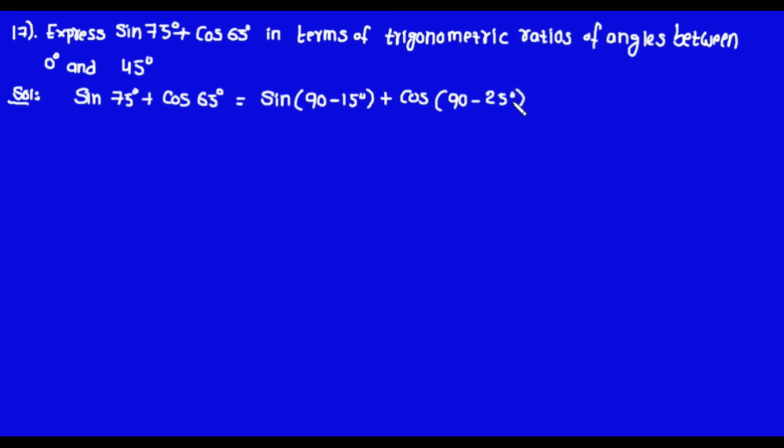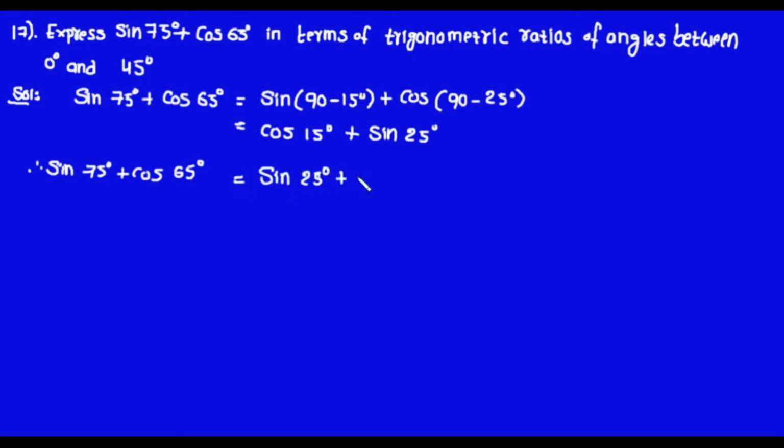Then we will write it as sin of 90 minus 15 degrees plus cos of 90 minus 25 degrees. We know that sin of 90 minus theta is equal to cos theta and cos of 90 minus theta is equal to sin theta. So we can write the above step as cos 15 degrees plus sin 25 degrees. This is already complete because we have converted the given angles to angles which lie between 0 degrees and 45 degrees. So therefore sin 75 degrees plus cos 65 degrees is equal to sin 25 degrees plus cos 15 degrees.